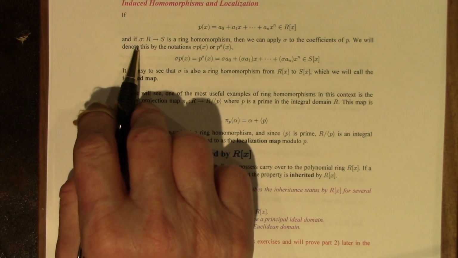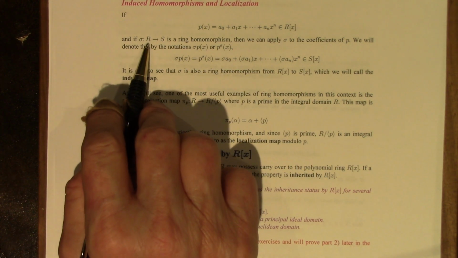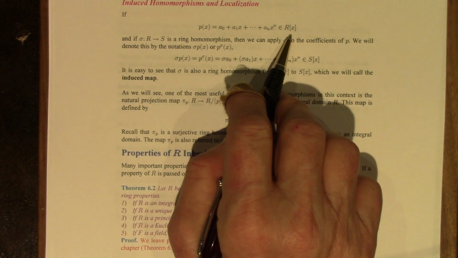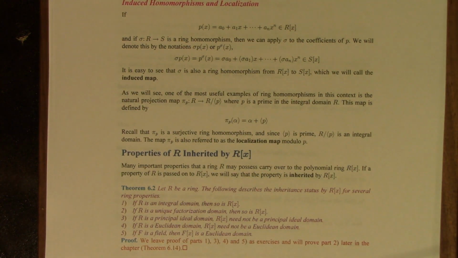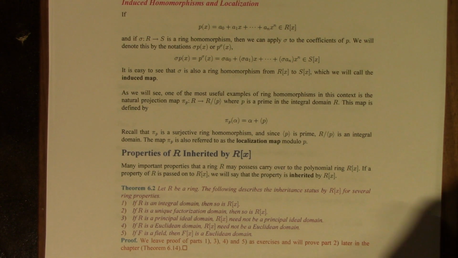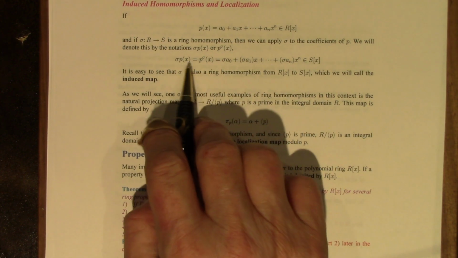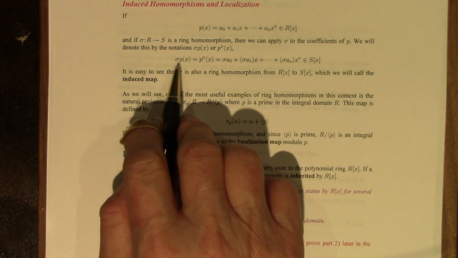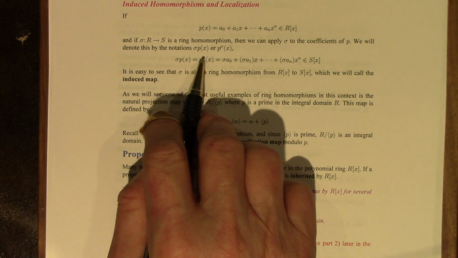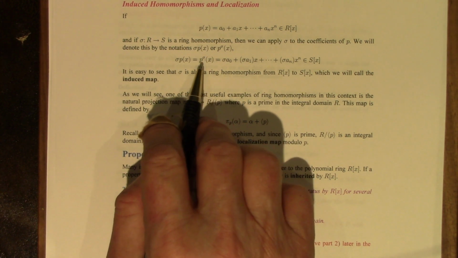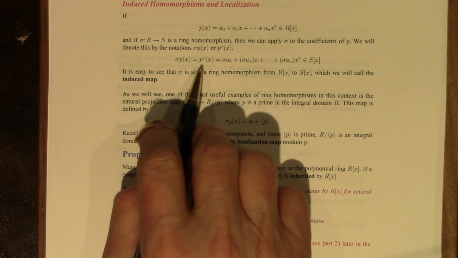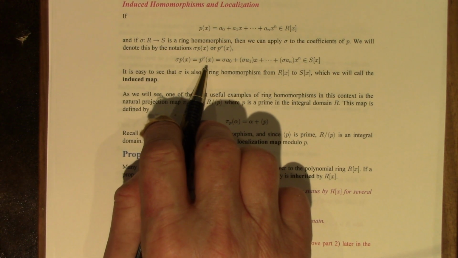If p(x) is a polynomial over R, and if sigma is a ring map from R to S, then we can apply sigma to the coefficients of the polynomial. And this gives us what we'll call the induced map from R[x] to S[x], defined this way. I'm going to use the symbol either sigma p(x) or p^sigma(x). This is a convenient notation sometimes, so we'll reserve it for this purpose.